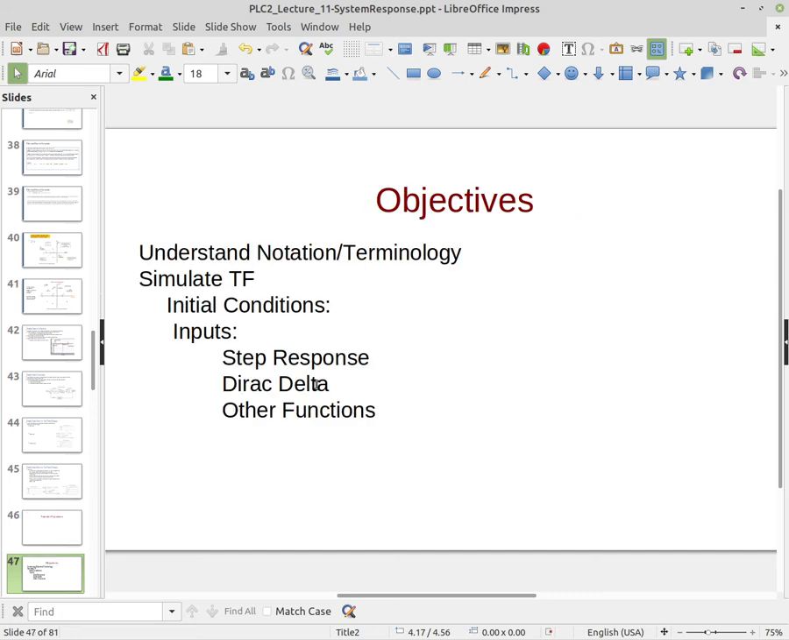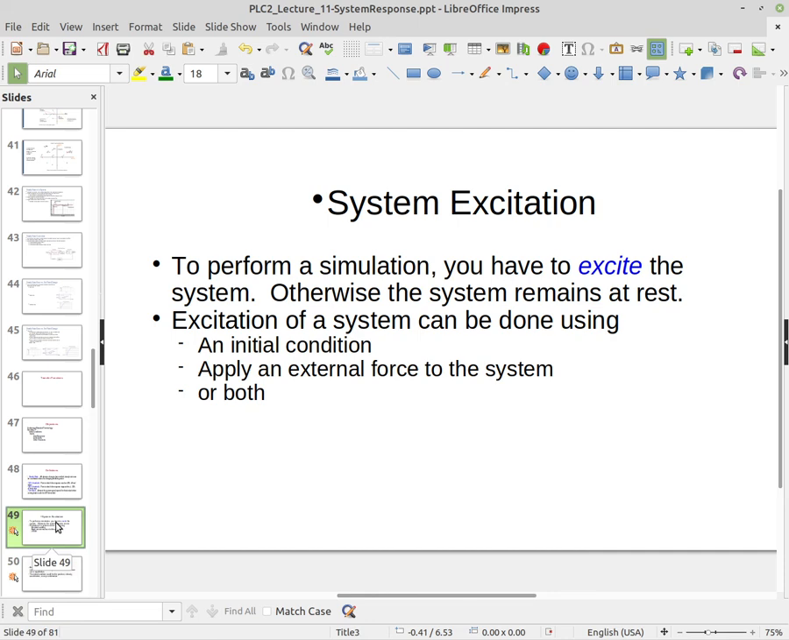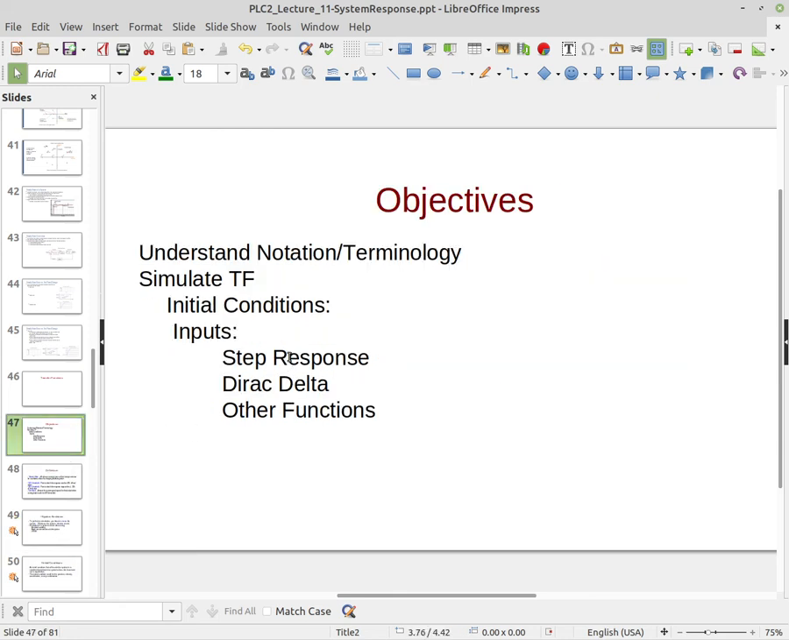All right, so we already kind of talked about these transfer functions, but let's look at them in a little bit more detail here. We already discussed the steady state and the overshoot. But to test the system, we have to excite the system. A lot of times we use either the step response or what we call a Dirac delta function, which is just a push. The step response is like when you flip a switch and apply a voltage, and that voltage stays constant. It doesn't change once you flip the switch.